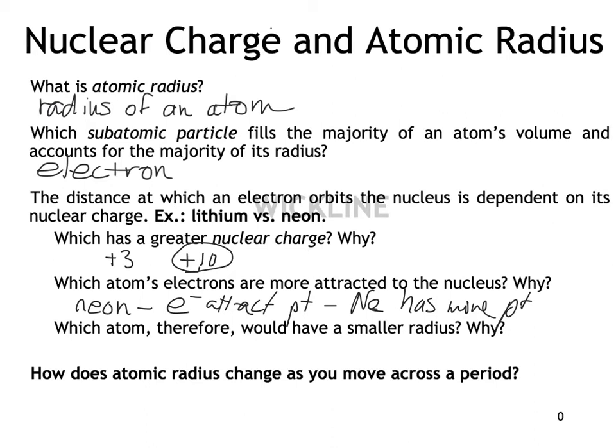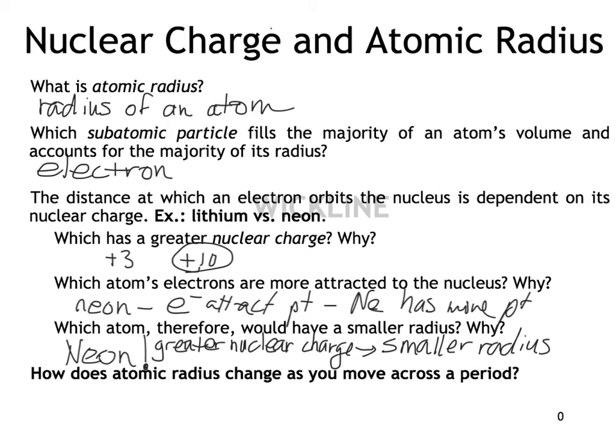So which atom, therefore, would have a smaller radius? I'm going to say, again, neon. The reason for that is because it has a larger nuclear charge, and therefore it will attract its electrons more, and the electrons will scoot in close to the nucleus because of that attraction, and therefore the radius will be small.